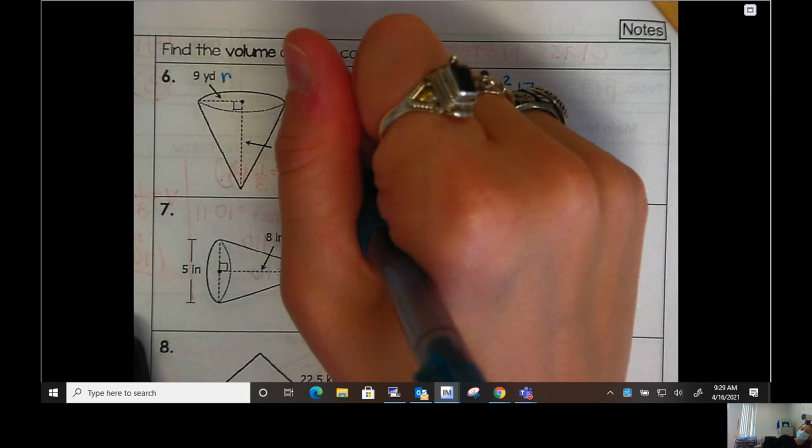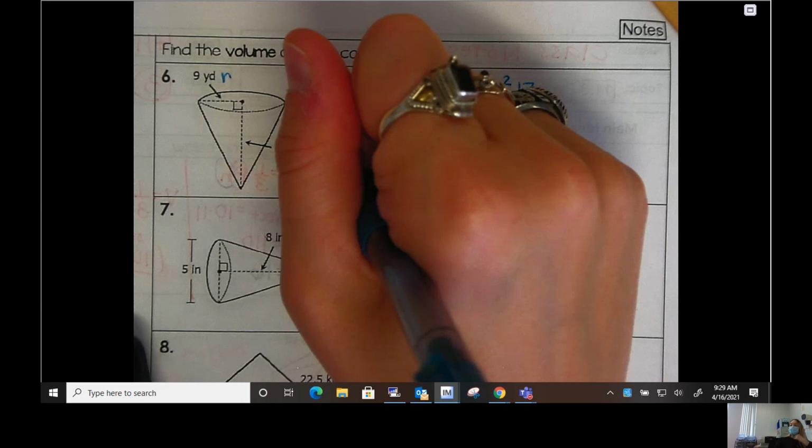What happens when you don't know the height? When you don't know what the height is, you have to do a squared plus b squared equals c squared. Hooray. Aren't you so excited? This is my favorite theorem. You have to be excited. I don't care if you're not. Pretend that you are. A squared plus b squared equals c squared.